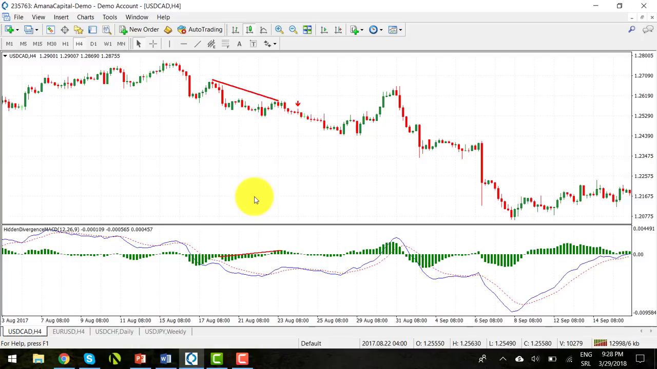So the exact time to exit your short position can be determined in a number of ways. For example, you can place a trailing stop just above the recent swing high and wait for your trailing stop to be executed to exit the trade. This way you can stay inside the trend as long as possible until your trailing stop gets executed.